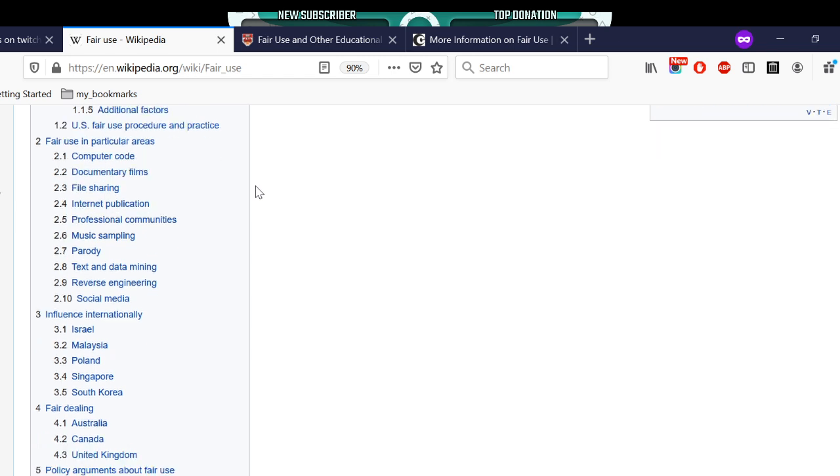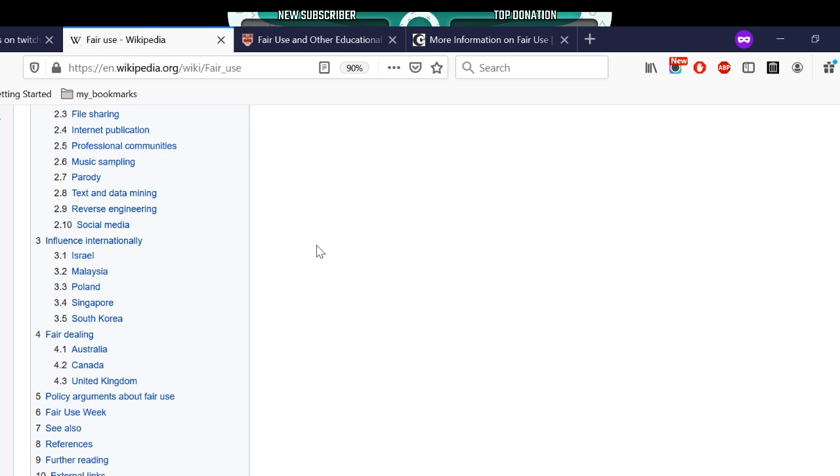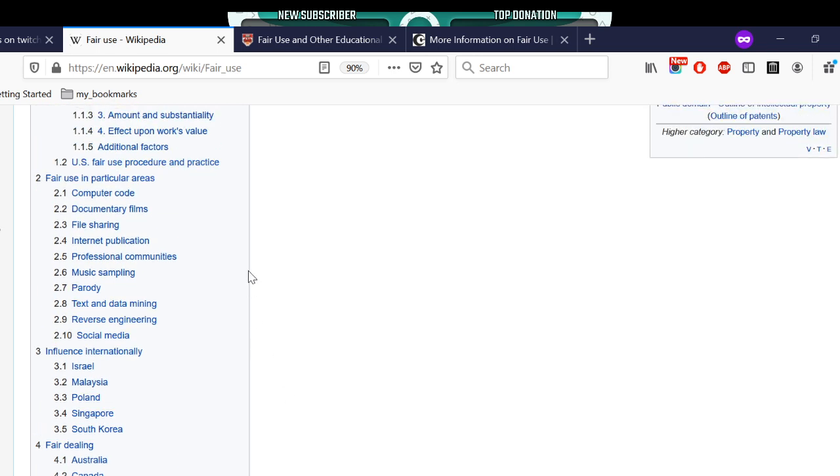Fair use in particular areas: computer code, documentary films, file sharing, internet publication, that could be relevant, professional communities, music sampling, parody, text and data mining, reverse engineering, and social media. Probably social media and internet publication are going to be sections that are relevant to me. Influence internationally, don't really care. Fair dealing, don't really care right now. Policy arguments about Fair Use Week, and then the references. Okay, so I'm going to open up internet publication, and I'm going to open up social media.